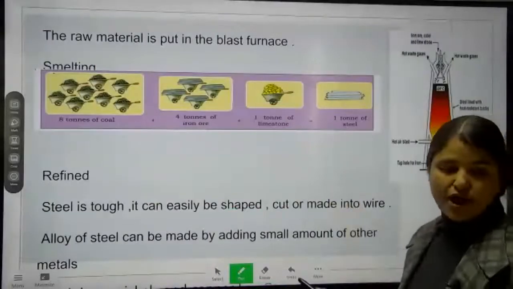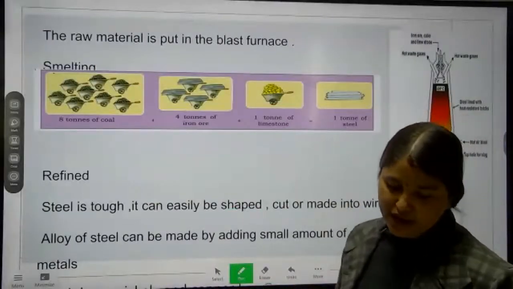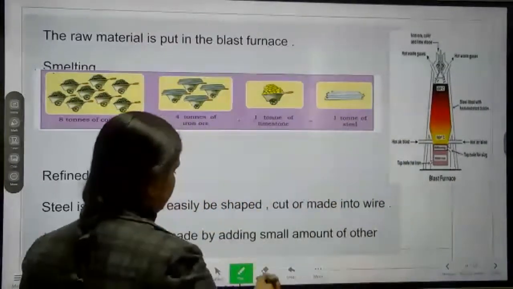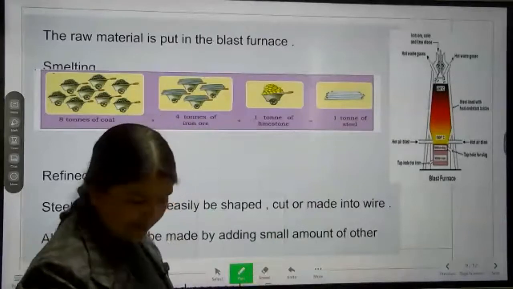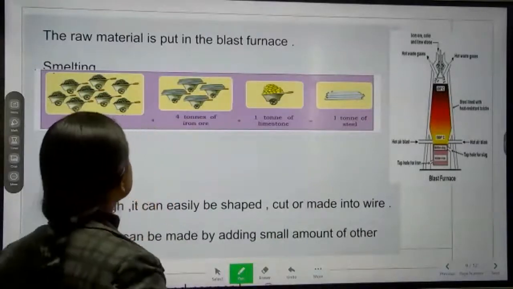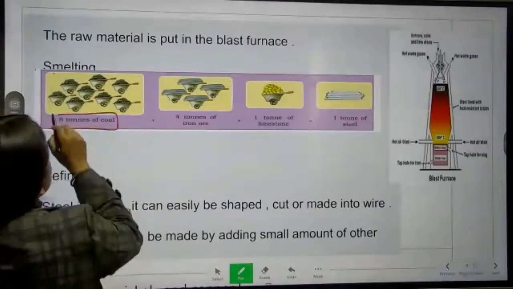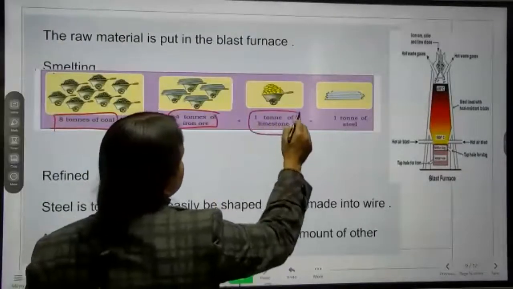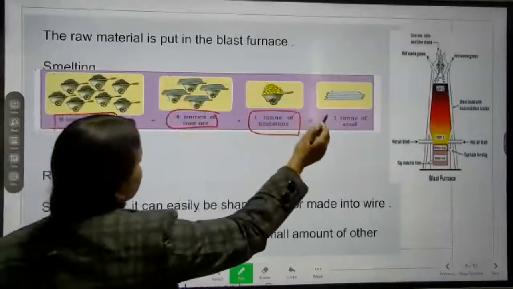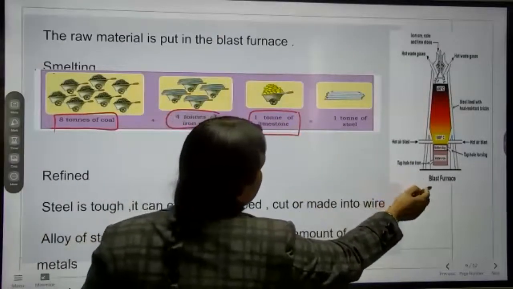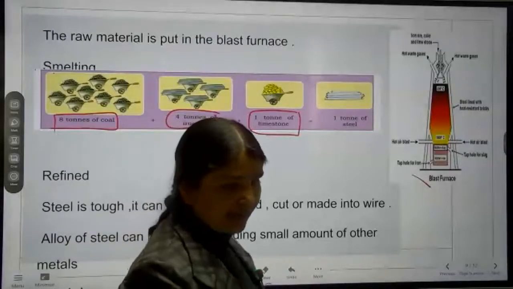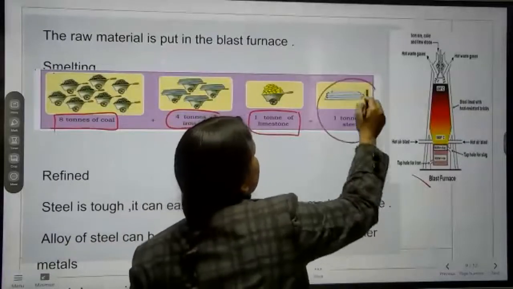All of you, if you have the book, you can see there, and who does not have the book can see on the board, you will understand. Who has the book can see on page number 55, upper side: 8 tons of coal, 4 tons of iron ore, 1 ton of limestone. When these are put in the blast furnace, the output we get is 1 ton of steel.